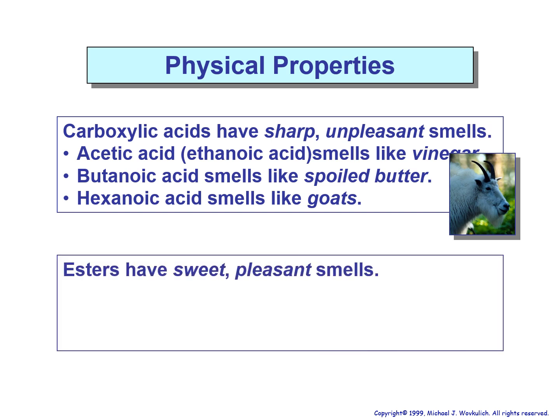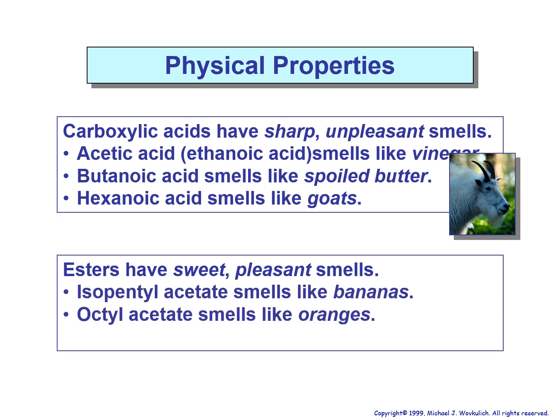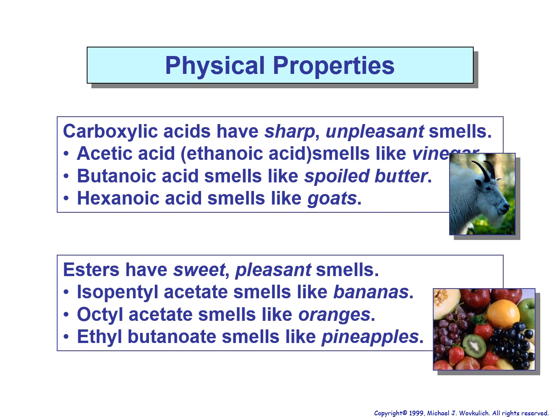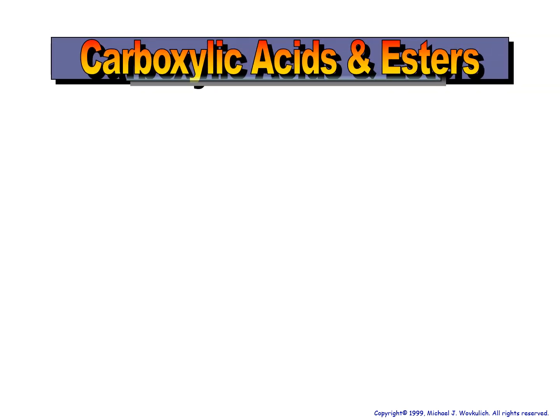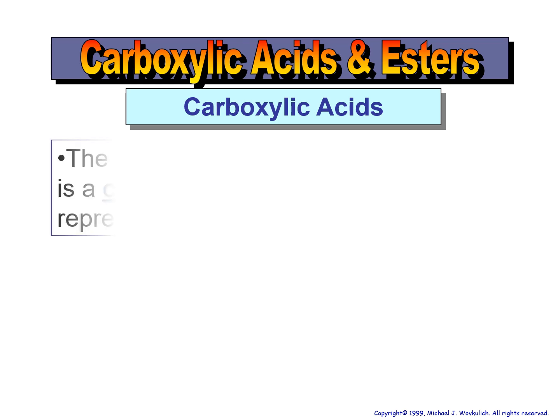Esters, on the other hand, have sweet, pleasant smells. Isopentyl acetate smells like bananas, octyl acetate smells like oranges, and ethyl butanoate smells like pineapples. So a lot of our fruity smells are esters. We're going to start with carboxylic acids.